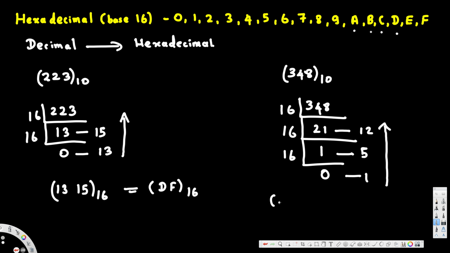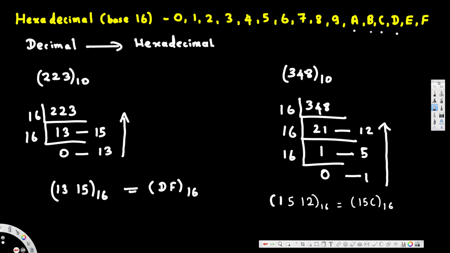So this is going to be 1, 5, and then 12. For 12, we have to replace this one with the alphabet. 10 is A, 11 is B, 12 is C. So we have to replace this 12 with C. Okay, so this is going to be 15C base 16. And that's how we do the conversion from decimal to hexadecimal.